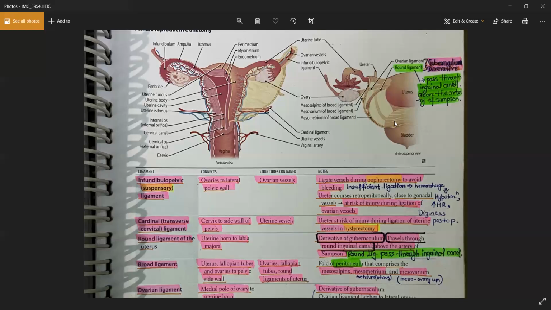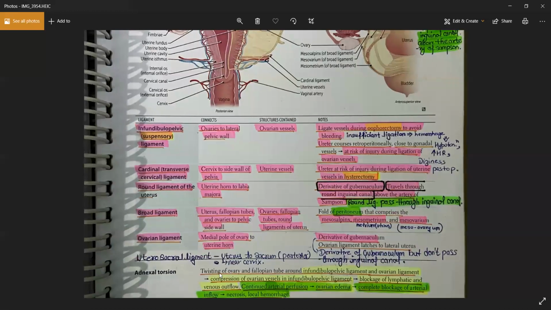This peritoneum is also covering the upper part of the bladder. Okay, and these three structures are intraperitoneal. All the rest of these structures are pelvic structures or retroperitoneal structures. So that's about all these ligaments.